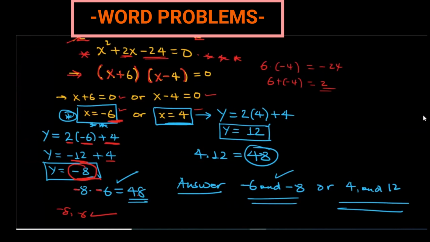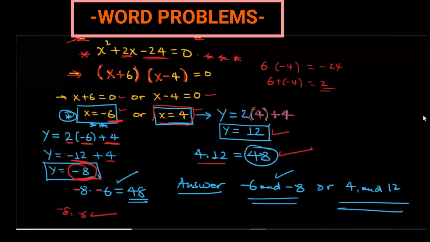What about the next one? The next one was 4. You remember the next one was 4. So do the same way. I plug it into y. y is equal to 2 times 4, because twice of the other, 4 more than. So 2 times 4 is 8. 8 plus 4 is 12. What about 4 times 12 if I multiply them? 4 times 12 is 48. Oh, so this one also worked.